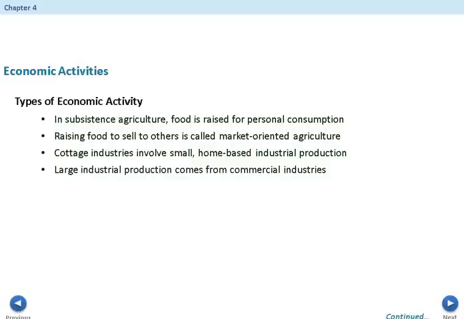Now, raising food to sell is called market-oriented agriculture. Some people call this commercial agriculture. And again, this is when I go out there and produce so much that I can actually sell it, and when I sell it, I can trade with that money.